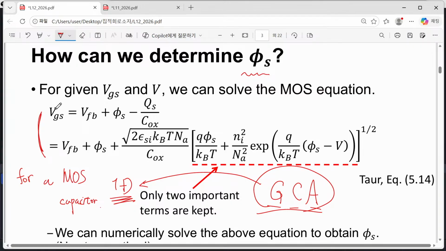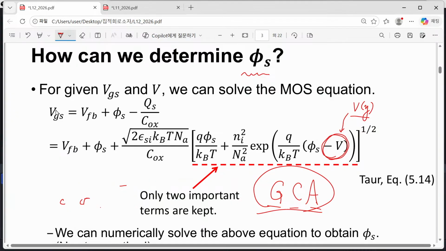What is the minor modification? It comes from this minus V term. When you consider just the MOS capacitor case, you assume that the quasi-Fermi potential for electrons is 0 all over your device. But now in this case, you have to introduce position dependence. This is really a channel-position-wise quantity you have to assume.